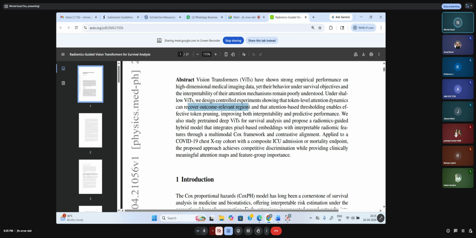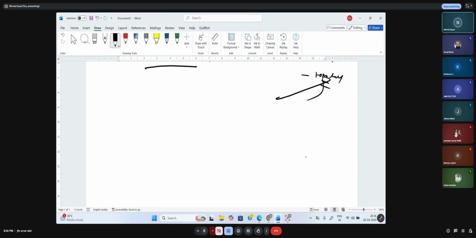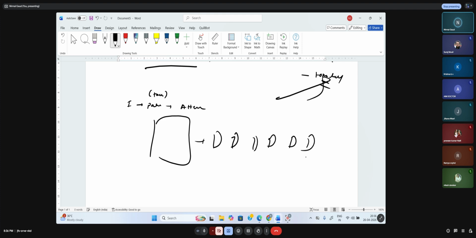We need to recover relevant regions based on the attention to perform effective token pruning, because not every token is important, improving both interpretability and predictive performance. Okay, image to patch or token to attention. So this is the image, we divide it into patches, and then we convert them into vectors, and then we apply attention mechanism, and based on the attention we train the model.